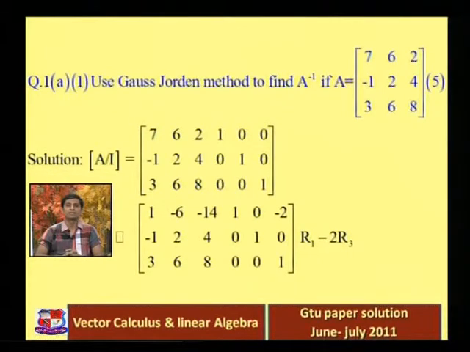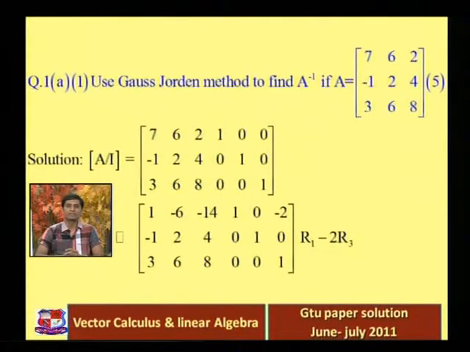So here is the augmented matrix [A | I], where I means the identity matrix and A is the given matrix. This matrix has first row 7, 6, 2, 1, 0, 0, second row -1, 2, 4, 0, 1, 0, and the third row is 3, 6, 8, 0, 0, 1.